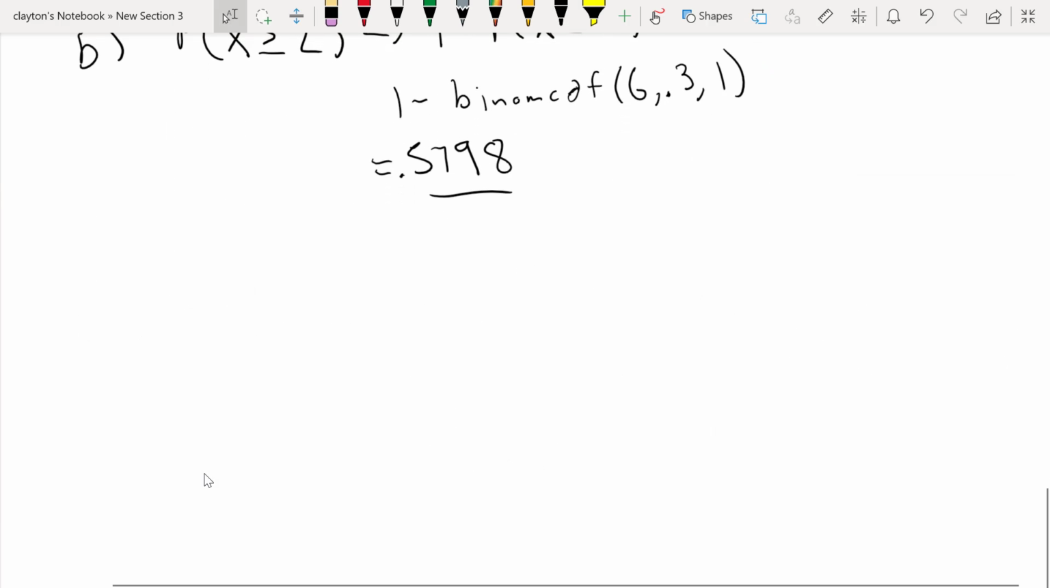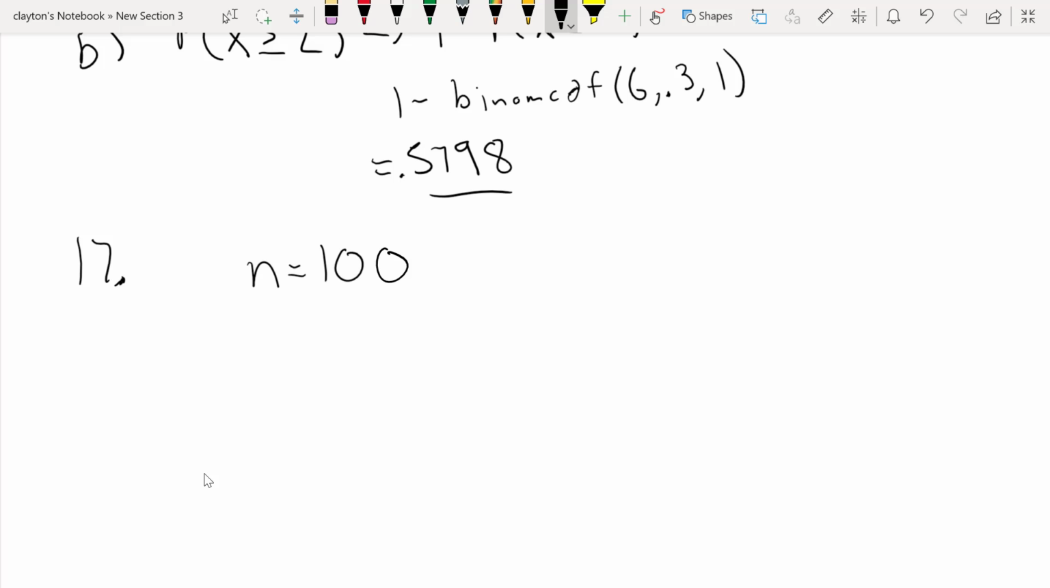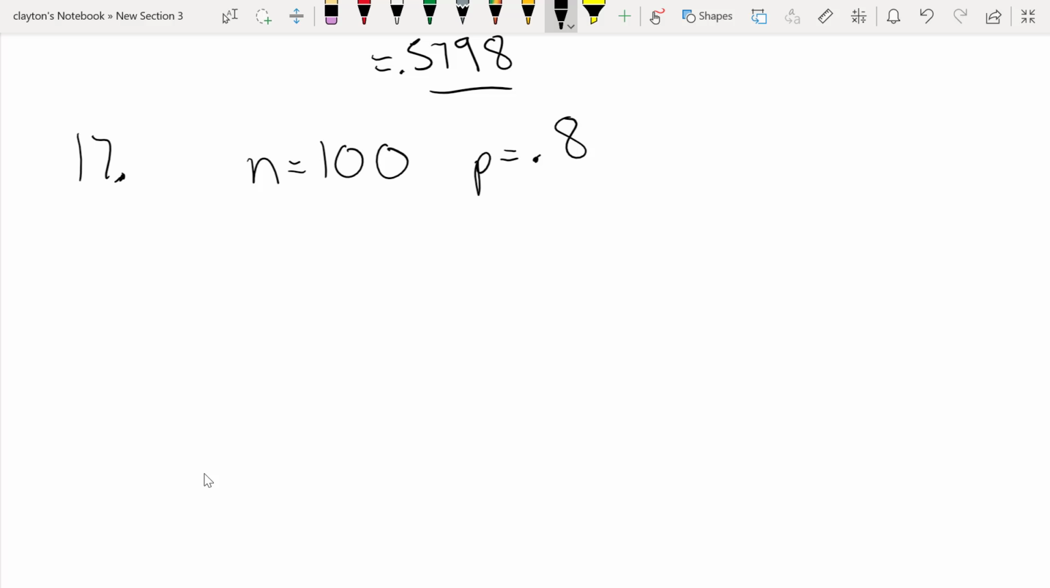We're going to move forward to 17, last one of the binomial distribution. It says, assume that on a standardized test, 100 independent questions, a person has a probability of 80% of answering any particular question correctly. So in this case, n is equal to 100. Our probability of success is equal to 0.8. That's pretty high. Find the probability of answering between 80 and 90, right? So between 80 and 90. And it's inclusive.